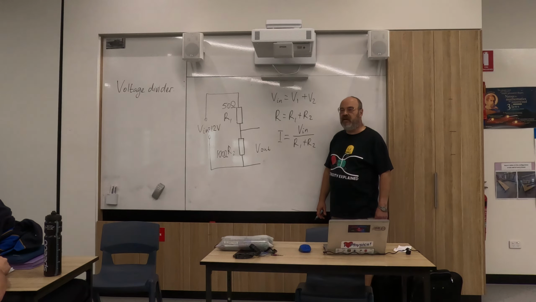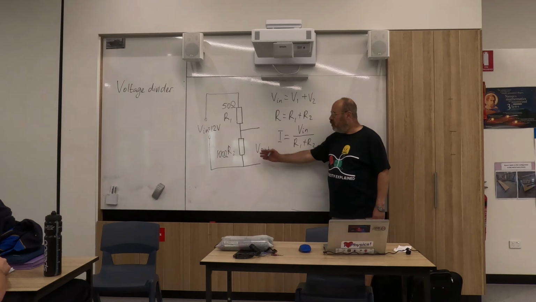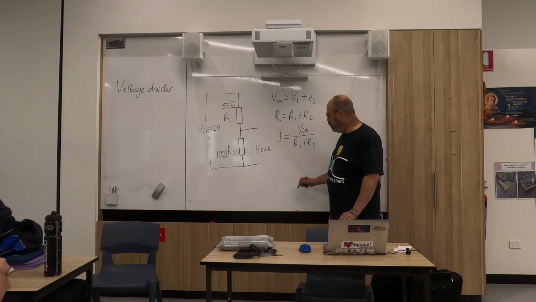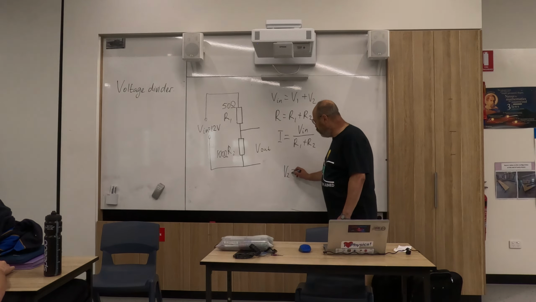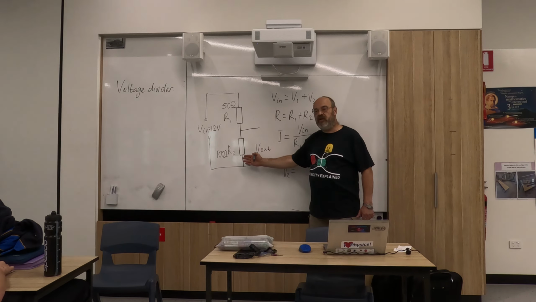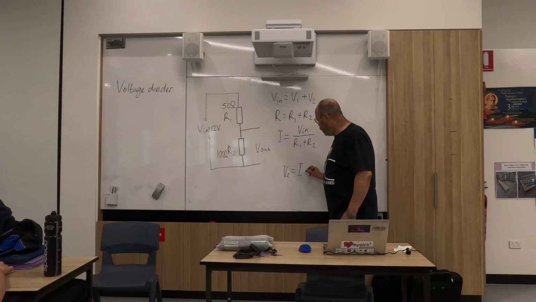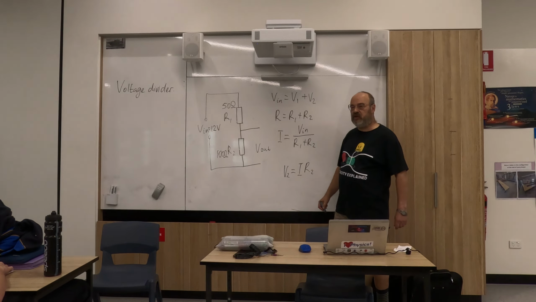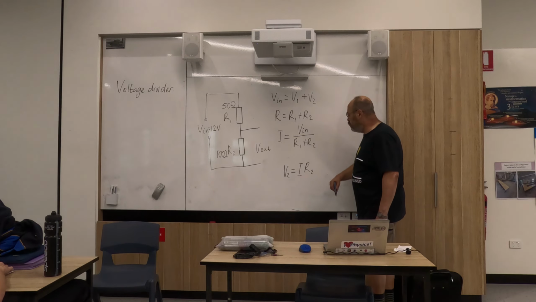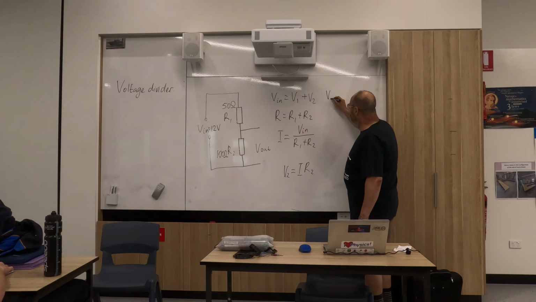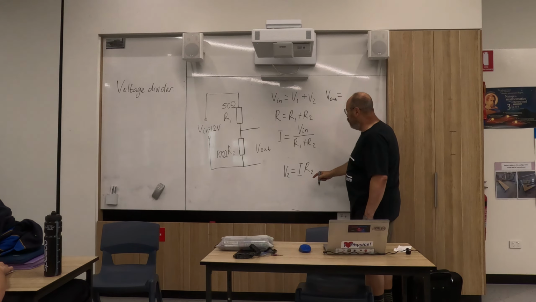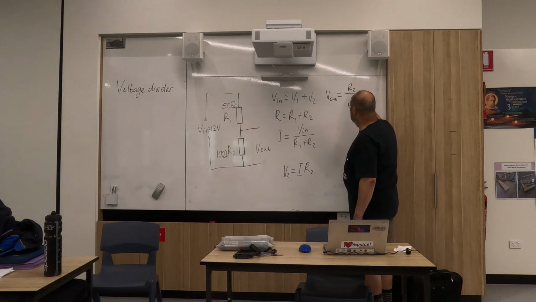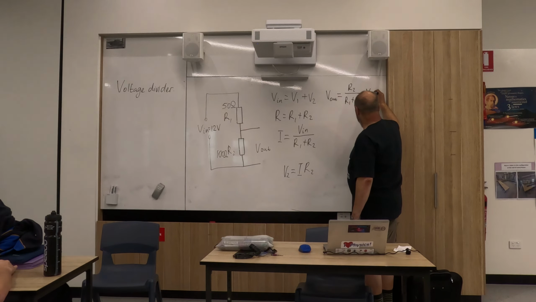Then let's apply Ohm's law to the second resistor. V2 will be equal to, in a series connection, what do you know about the current? It's the same everywhere. So current times resistance R2, because we're looking at the voltage across just resistor 2. Substituting this, we get that voltage 2, or voltage out, will be equal to R2 divided by R1 plus R2 times voltage in.